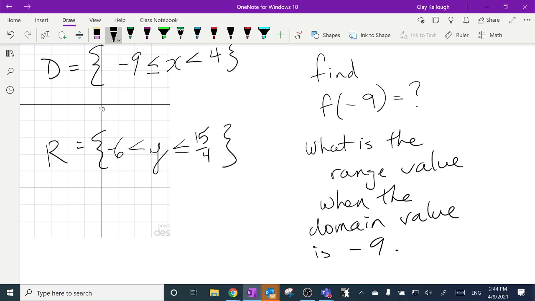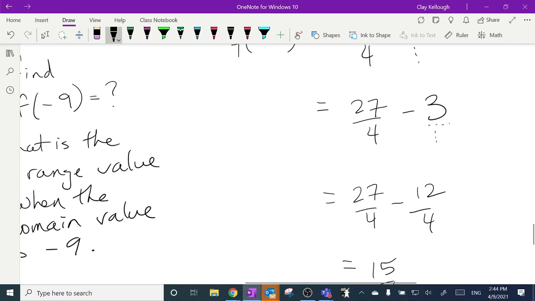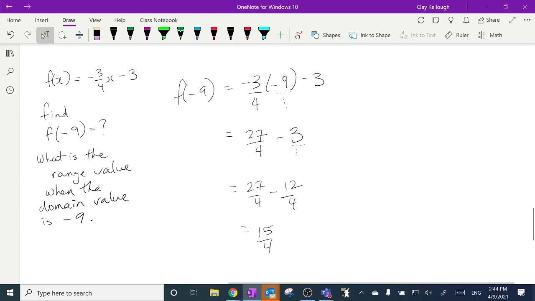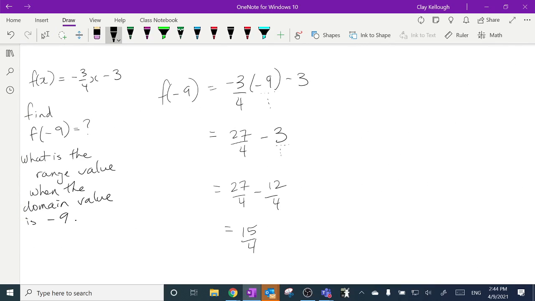It's 3.75. It's 3 3/4. You could go with mixed numbers too if you want. Mr. Kello, could I have done this using decimals instead of fractions because my fraction skills are bad? Sure. I'll be a sport.